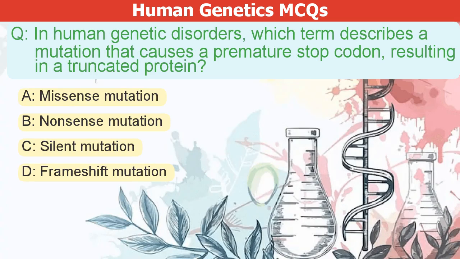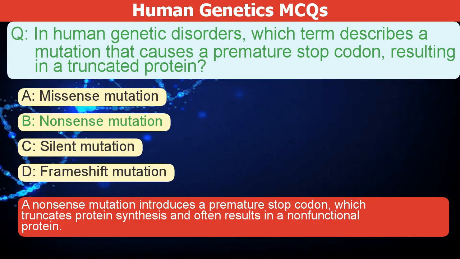In human genetic disorders, which term describes a mutation that causes a premature stop codon, resulting in a truncated protein? A. Missense mutation. B. Nonsense mutation. C. Silent mutation. D. Frameshift mutation. The correct answer is B. A nonsense mutation introduces a premature stop codon, which truncates protein synthesis and often results in a non-functional protein.